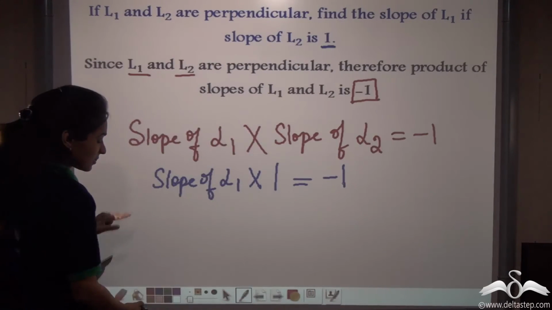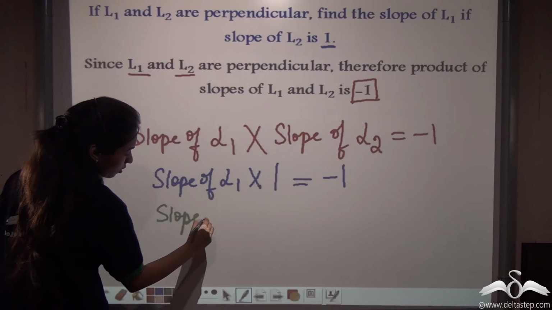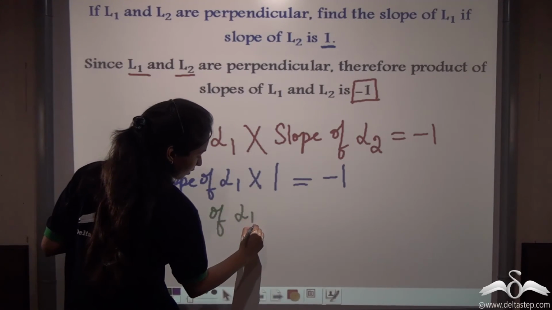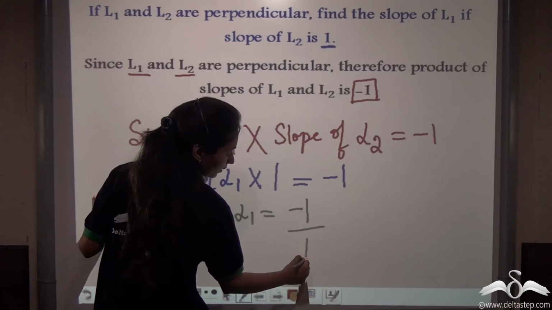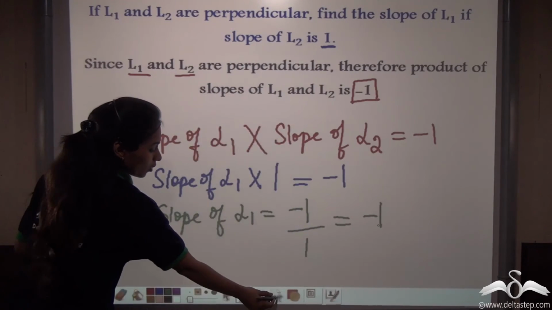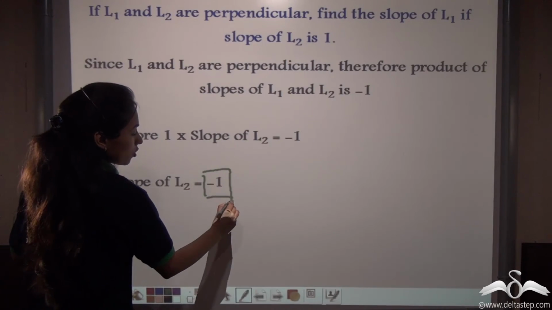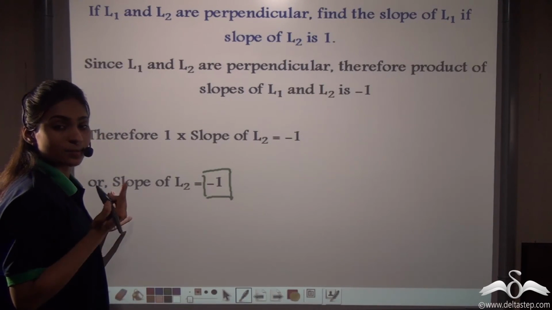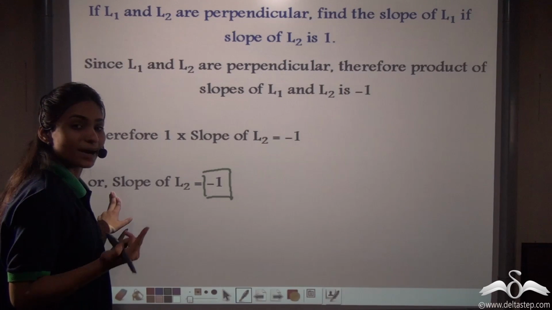So let us make this the subject. So slope of L1 is equal to minus 1, and we take the 1 there by dividing, that is equal to minus 1. So we got the slope of L1 as minus 1. So remember, whenever two lines are perpendicular, the product of their slopes will always be minus 1.